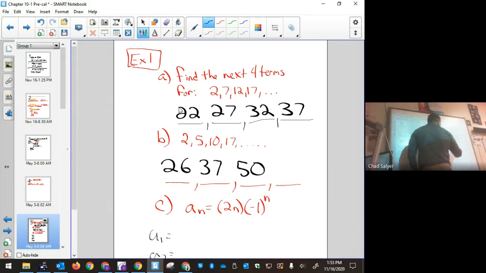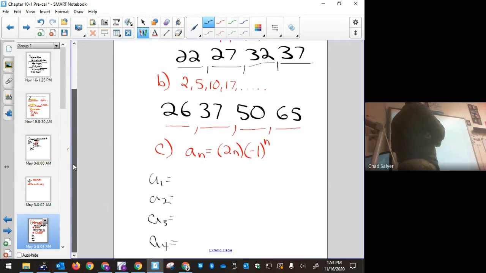And then the last one, 65. So +3, +5, +7, +9, +11, +13, +15. We're just guessing. That's the pattern that it looks like. So that's finding the next 4 terms here. Now this one is defined explicitly. In other words, we've got a function.